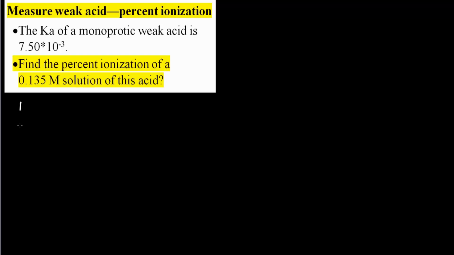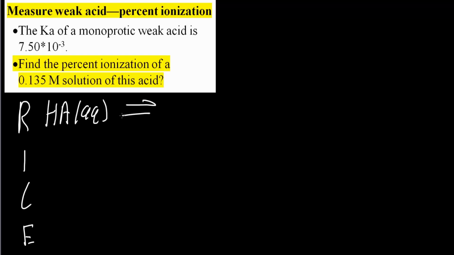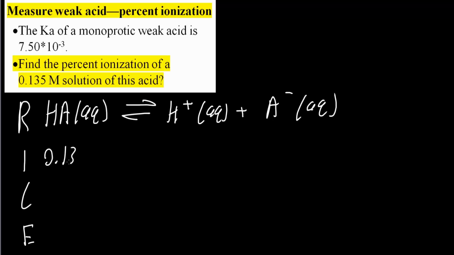So we will draw an ICE table. The weak acid is HA, and it's going to be aqueous. It will break down into H plus aqueous plus A minus aqueous. We're given the percent ionization of a 0.135 molar solution of this acid. So the concentration that we have is 0.135. To begin with, we don't have any product, so 0, 0.